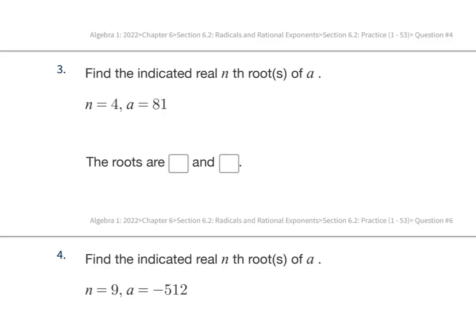So what is going on is that 4 is the index and 81 is right there. So this is going to be 3 and -3. And let me tell you why. Because 3 times 3 times 3 times 3 is 81. But so is -3 times -3 times -3 times -3.